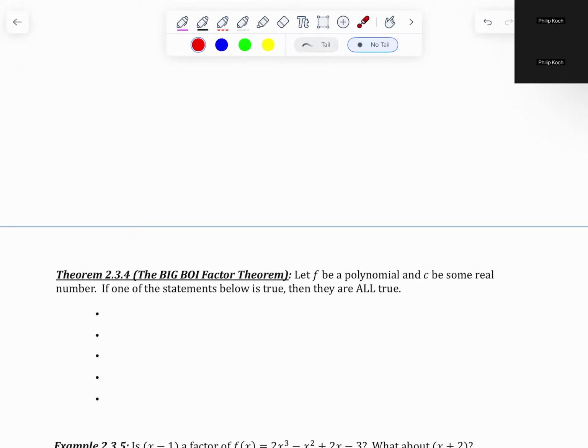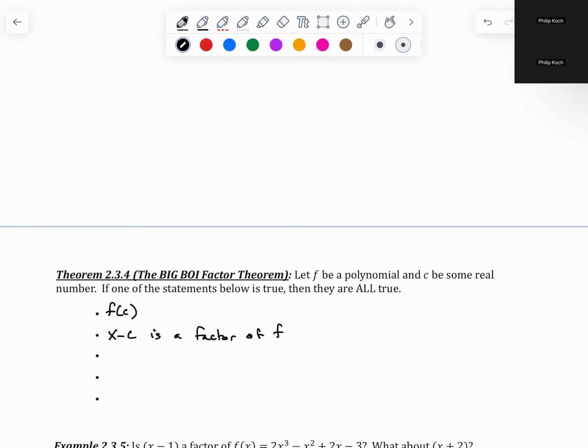Let f be a polynomial and c be some real number. If one of these statements is true, then all of them are true. It's basically a big string of if and only ifs. This is true if and only if this, if and only if this, if and only if this. The first one is, of course, that f of c is equal to 0. That means, at the same time, that x minus c is a factor of f.